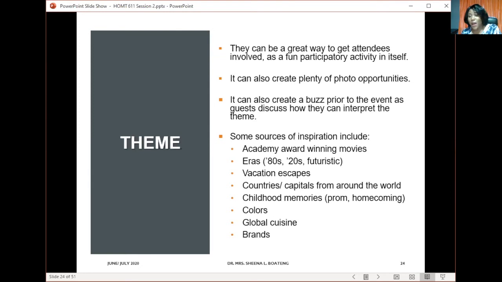So these are all parties that people develop around themes like prom and homecoming, colors, like I said, for married couples, and then some people for their birthday parties to celebrate how far they have come. Some people too have parties based on global cuisine. This is done a lot by the restaurants and the hotels.